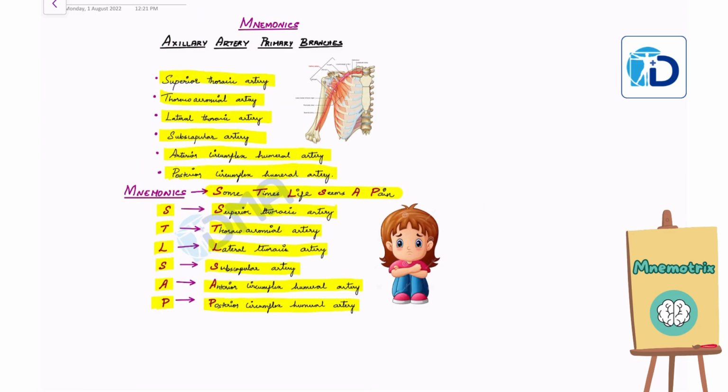Easily remember the primary branches of the axillary artery.